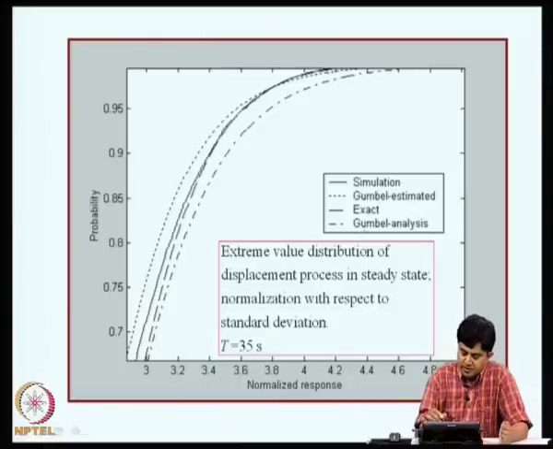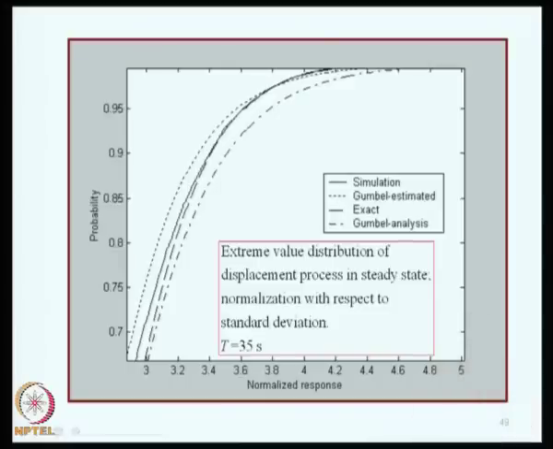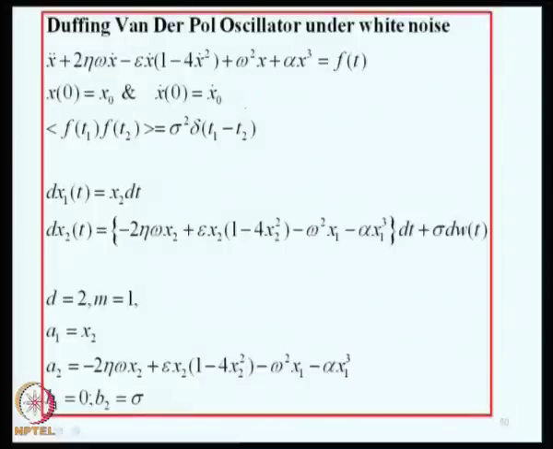The dotted line is a Gumbel model fitted to the extremes, and this exact is an analytical solution. It is not really exact, but it is an analytical solution, and if the analytical solution based on level crossing statistics and first passage times is simplified to get a Gumbel model, we get this fourth line. All of them are shown here, and you can see that there is considerable difference between the behavior of these four results.